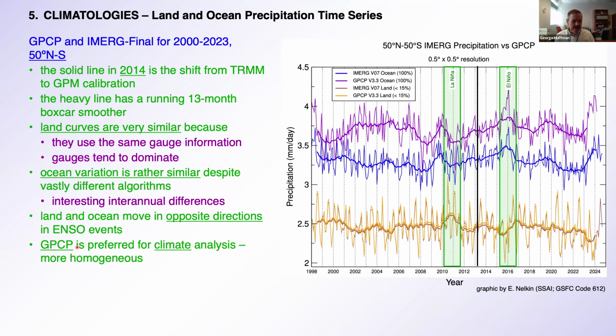In general, we would say the GPCP is preferred for climate analysis because it's more homogeneous. It sort of depends on what you want to do.